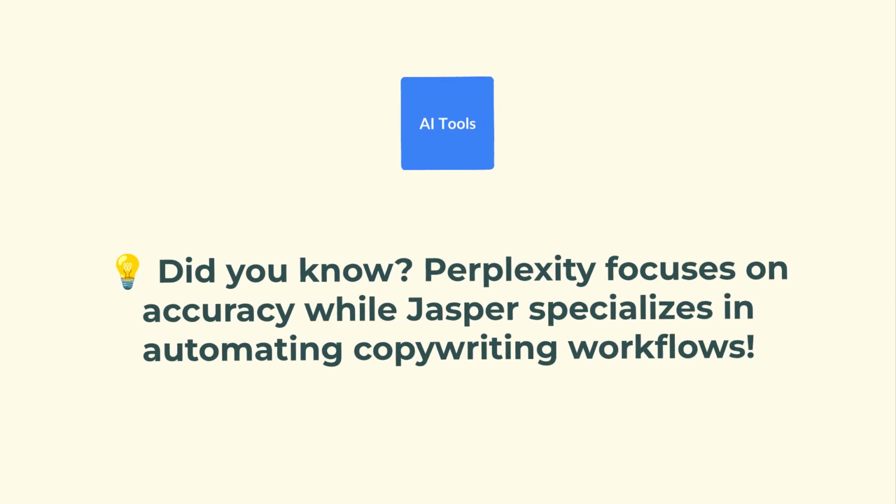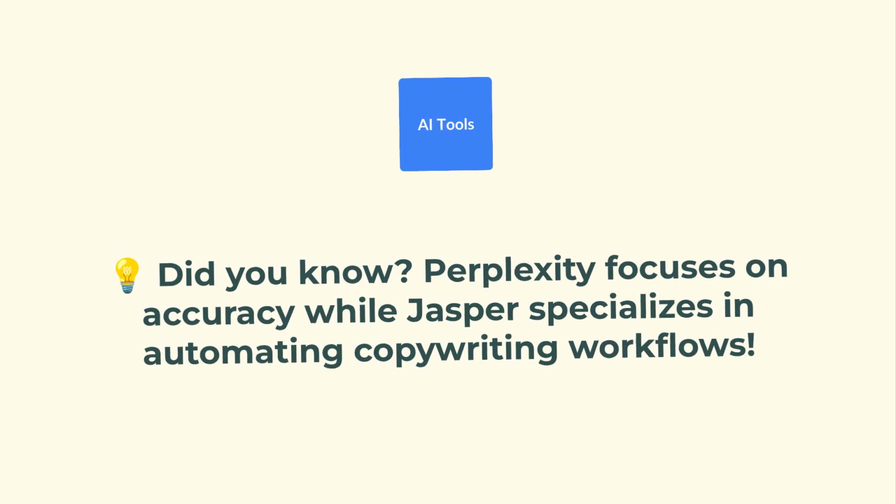Wait, quick random fact. Did you know Perplexity is totally obsessed with accuracy and source checking, while Jasper is laser-focused on automating marketing copy for teams? So depending on your vibe, you're getting two pretty different flavors of AI.